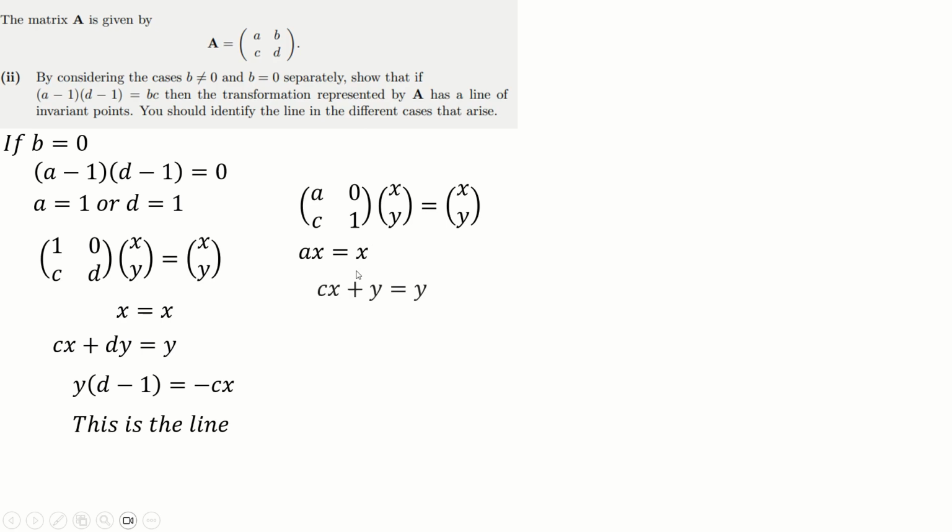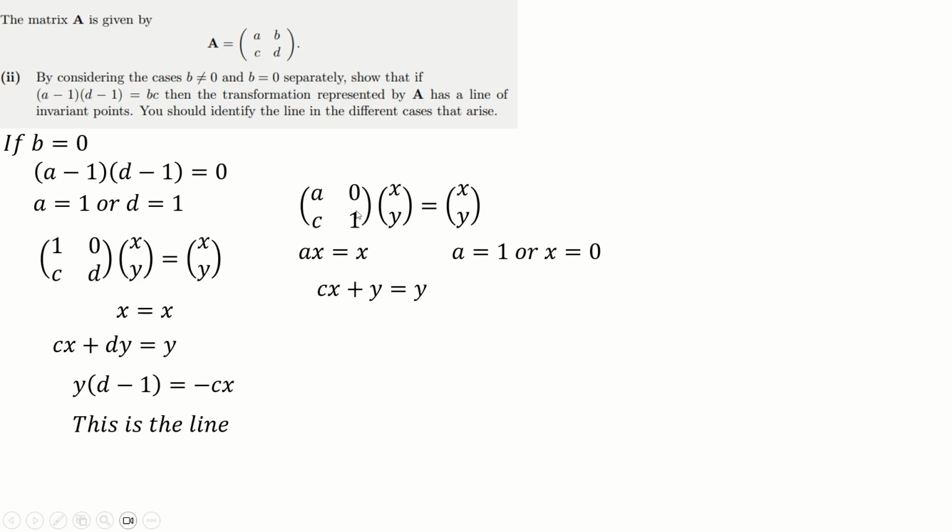It ends up being a tiny bit different. We end up with these two cases. So for x to always be mapped to itself, A would have to be 1, or x would always have to be 0. So the line x equals 0 is, I guess, okay for that. And if x is 0, then y is just y, which means it works for all y. So x equals 0 is a line that comes out from this.